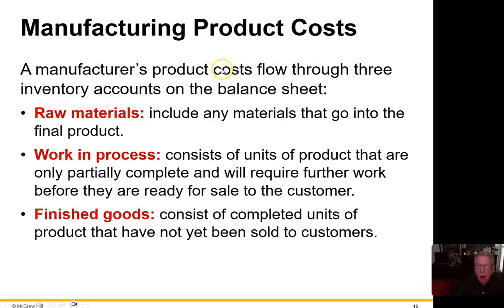Manufacturing product costs. In a manufacturing environment, the manufacturing product costs flow through three inventory accounts on the balance sheet. Number one, raw materials. Those include any materials that go into the final product. Number two, work in process inventory. That consists of units of product that are only partially complete and will require further work before they're ready to sell to the customer. Finished goods consist of completed units of product that have not yet been sold to customers.